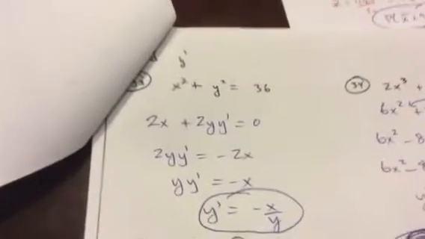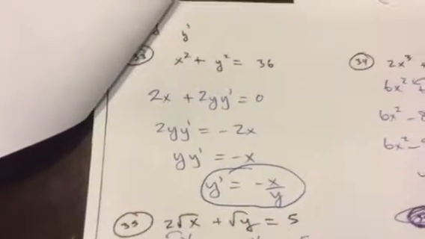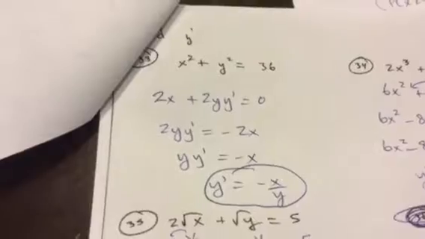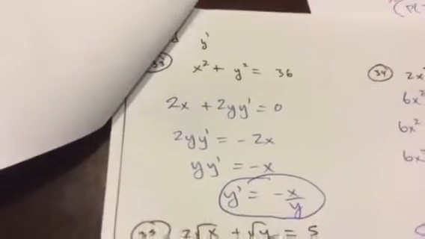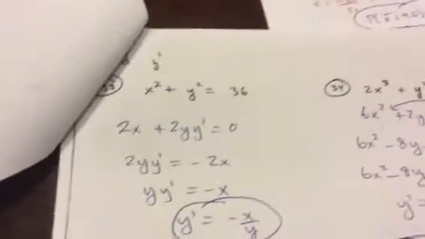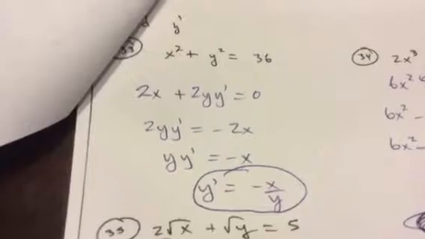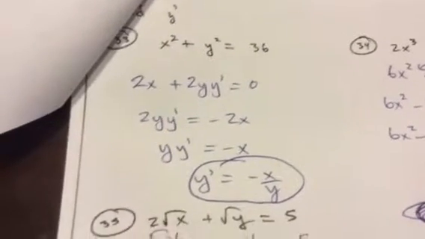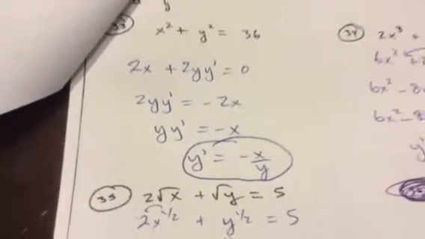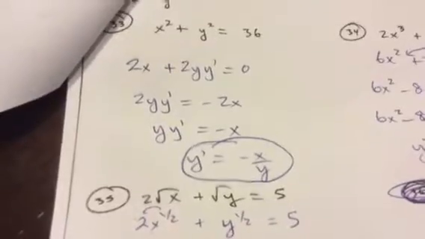Implicit differentiation, folks. You take the derivative of x squared, so 2x, plus take the derivative of y squared, which is 2y, then times y prime. We're trying to get y prime all by itself. That equals the derivative of 36, just 0. So get y prime on one side, everything else on the other, divide both sides by 2. y prime is negative x divided by y.